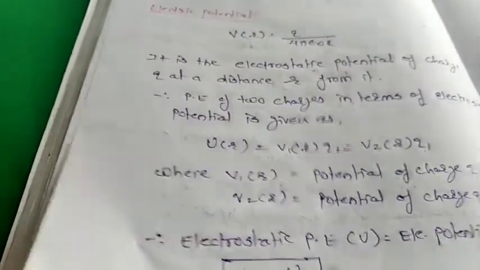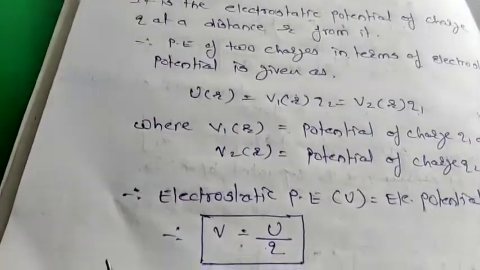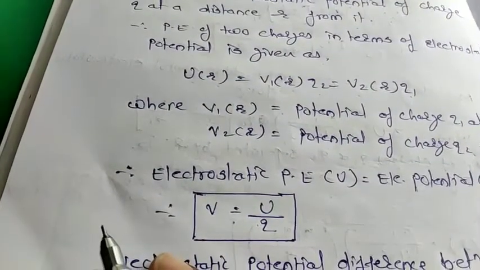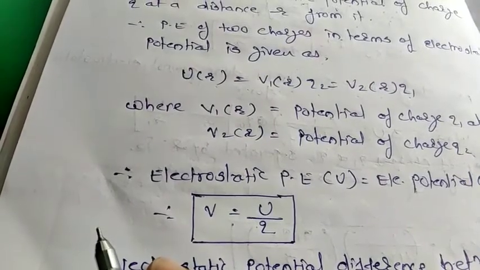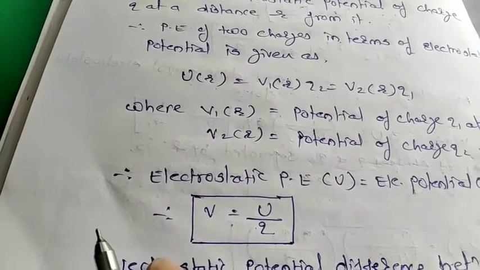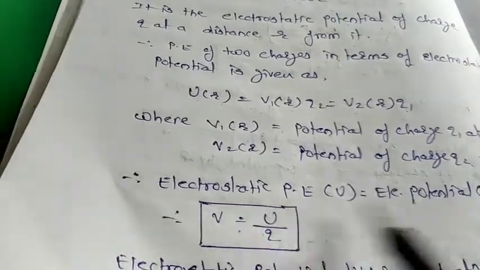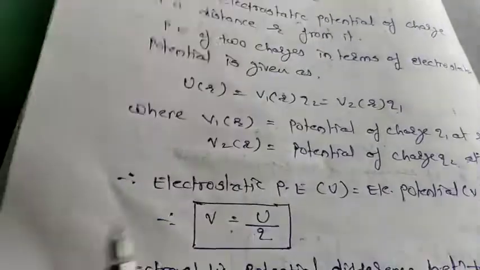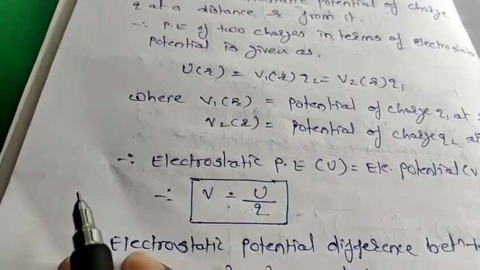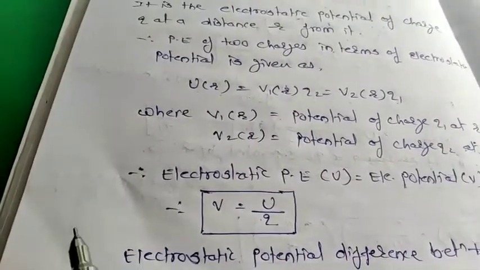Therefore, electrostatic potential energy is equal to electric potential into Q. In the earlier article we have mentioned that it is the work done in moving the charge, that is nothing but the force. So here we'll use this formula, that is, electric potential into Q. So V is equal to U upon Q.